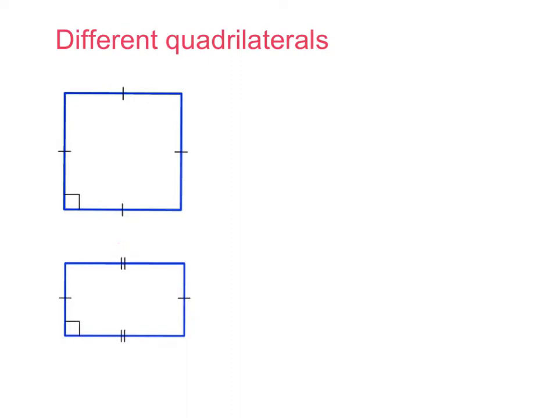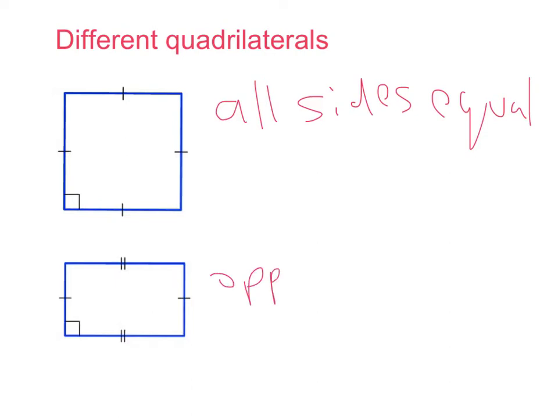What can we tell from the square? We can tell from the square that all the different sides are equal. So all sides equal. Okay. And this has opposite sides equal. Pretty straightforward. Opposite sides equal, all sides equal.